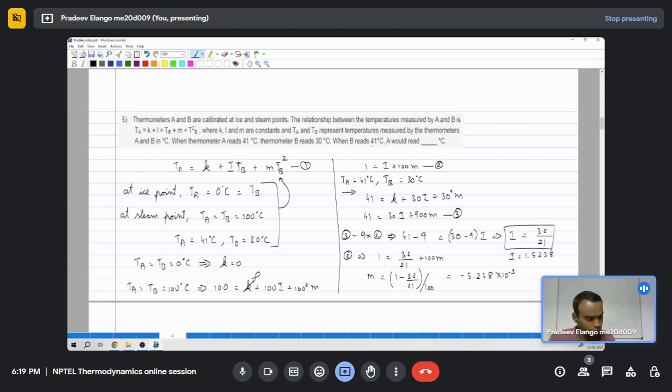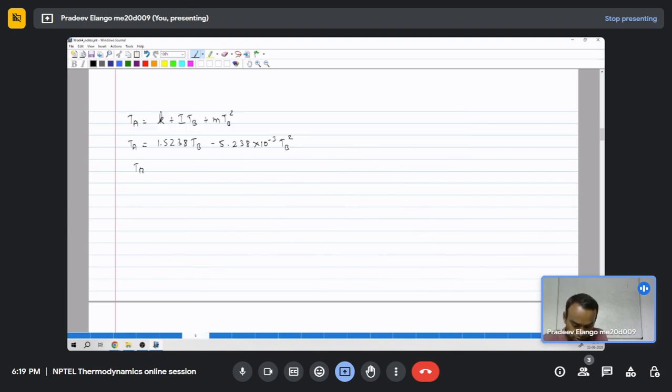And now the value of TB is 41. So TB is equal to 41 degrees Celsius, which implies TA is equal to 1.5238 into 41 minus 5.238 into 10 power minus 3 into 41 square. So this is 53.67 degrees Celsius.